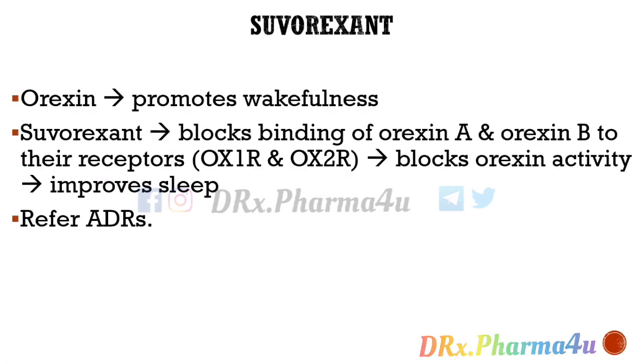Suvorexant is an orexin antagonist. Orexin promotes wakefulness, so this blocks the binding of molecules like orexin. Orexin makes you alert, it makes you insomniac. Suvorexant blocks the binding of orexin to its receptors, so it blocks the activity of orexin, which helps you to improve your sleep.